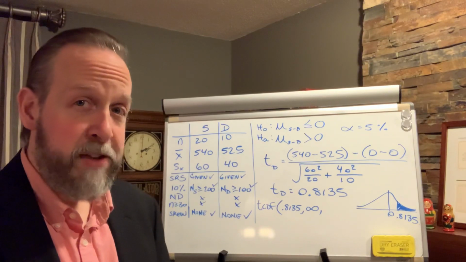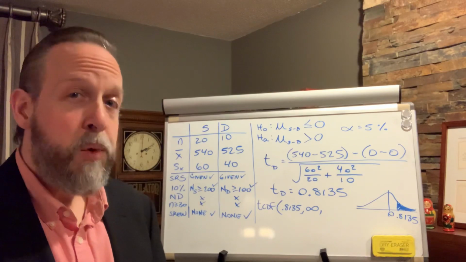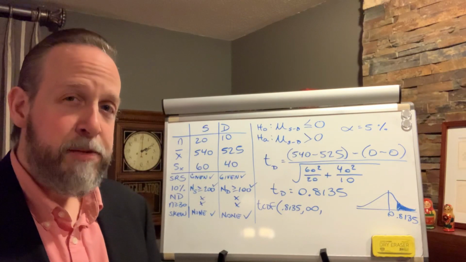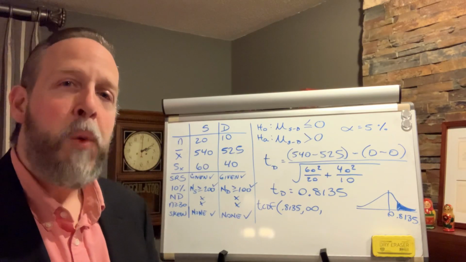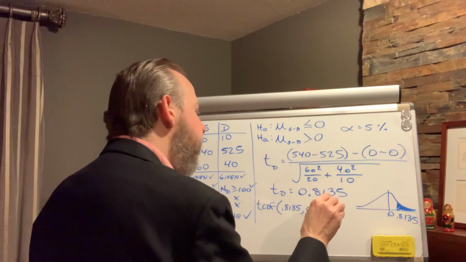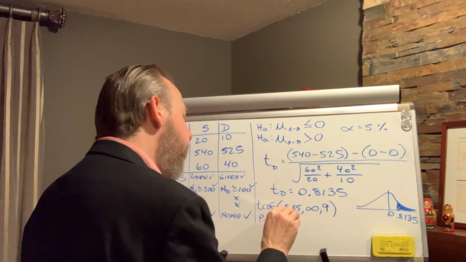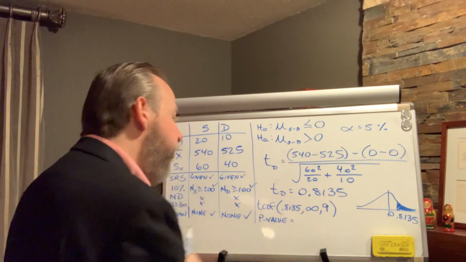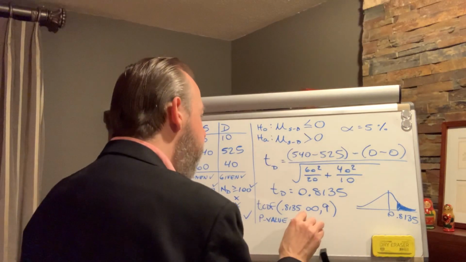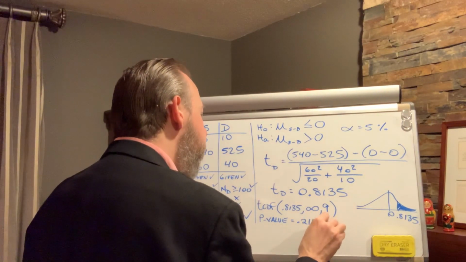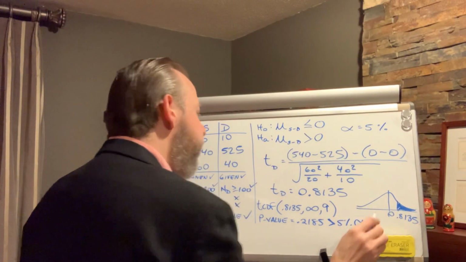Remember our conservative estimate for degrees of freedom. We had two different sample sizes. One was 20, one was 10. The more conservative estimate is the smaller of the two sample sizes, which is 10, minus 1. So that's 9 degrees of freedom. That will give me my p-value. It's not a two-tailed test. I'm not going to double it. I'm just going to find the area in that tail. It's 0.2185, which is more than my 5% alpha.